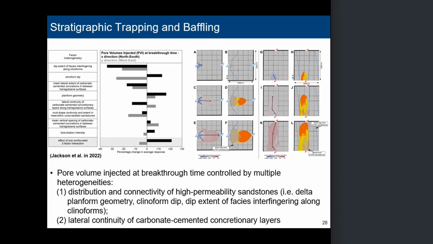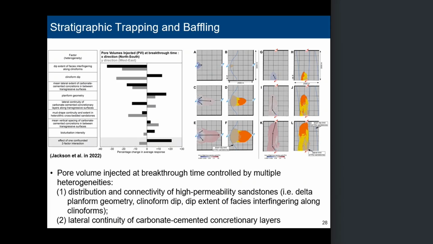If we then look at this proxy for how long it takes one pore volume injected to break through at the well, again, the tornado chart indicates that many of these parameters have a relatively significant impact. So the dip extent of the facies interfingering across the clinoforms, the dip of the clinoforms, the planform geometry. Again, those three parameters pretty much control the distribution and connectivity of our best reservoir quality sands. The lateral extent of carbonate cements is also important in terms of this breakthrough proxy.